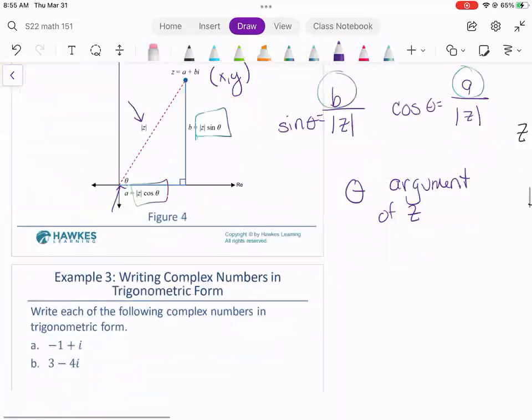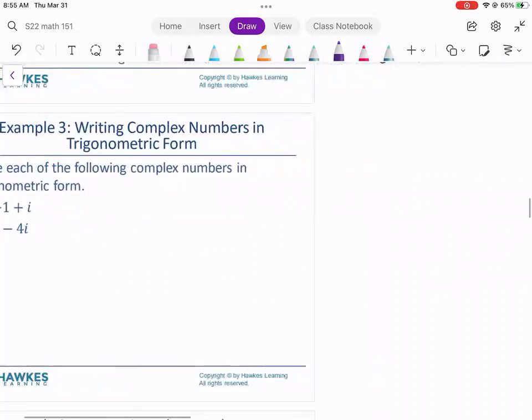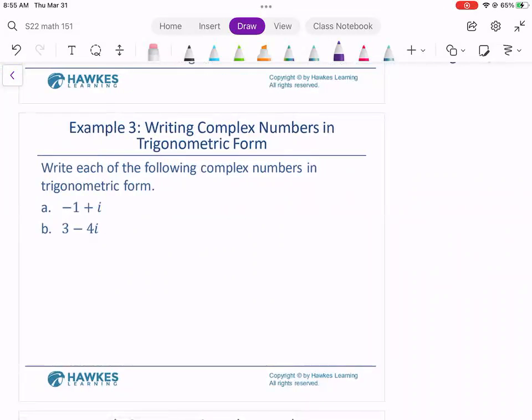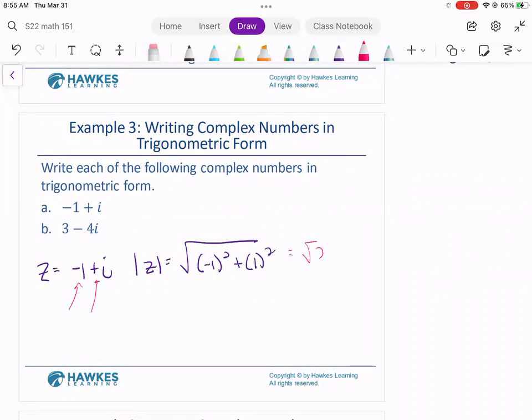So let's practice writing complex numbers in trigonometric form. We have first here -1 plus i. The first thing we need to do, if z is -1 plus i, is find the magnitude of z. The magnitude of z is going to be the square root of (-1) squared plus 1 squared. Again, that comes from a and b, which gives us a magnitude of the square root of 2. And we can determine theta because we know that the tangent, or the inverse tangent, is b over a. So the inverse tangent of -1 gives us an angle of 3 pi over 4.